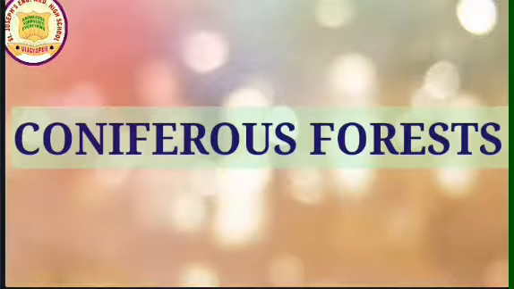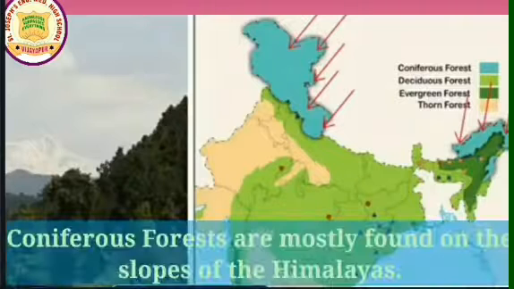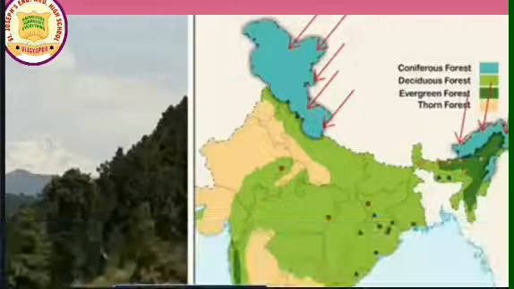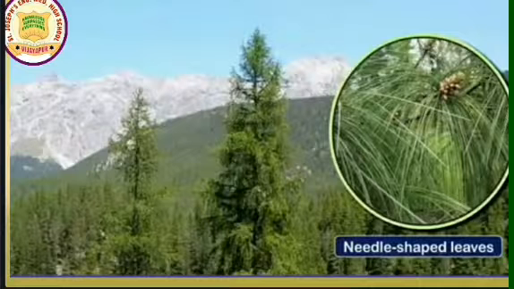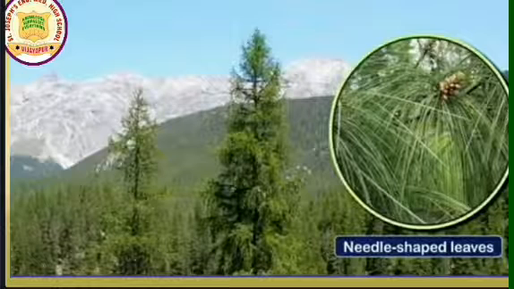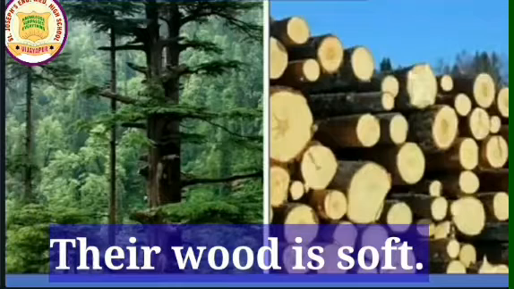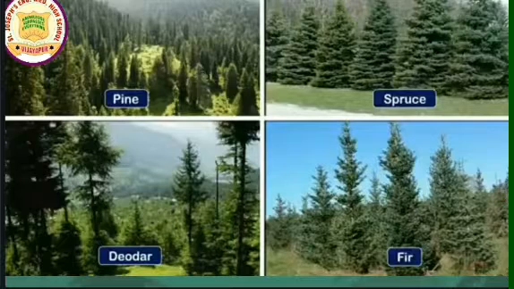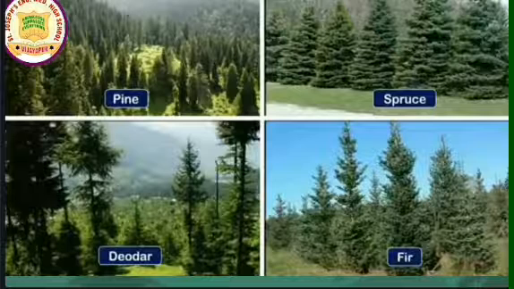Now comes third one, coniferous forest. Coniferous forests are mostly found on the slopes of Himalayas. Tall cone-shaped trees we find. Leaves are found along the higher slopes of mountains. Their wood is soft. Pine, spruce and fir are common coniferous trees.